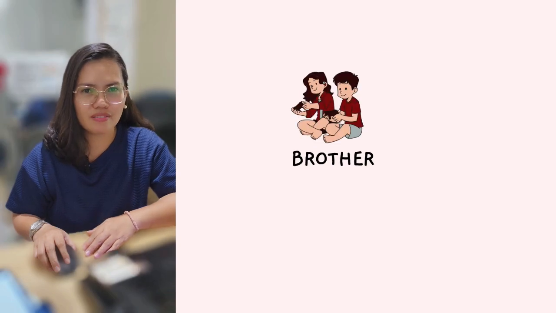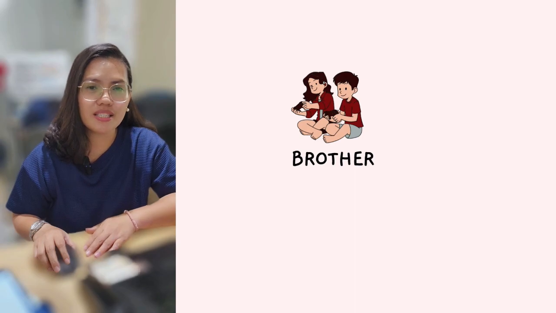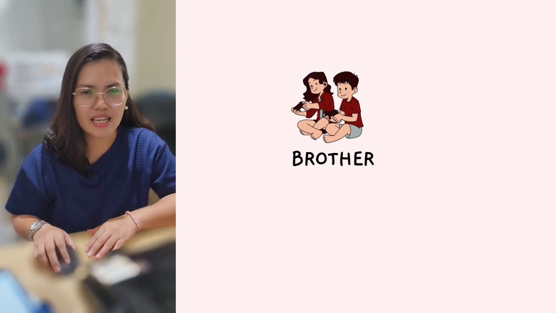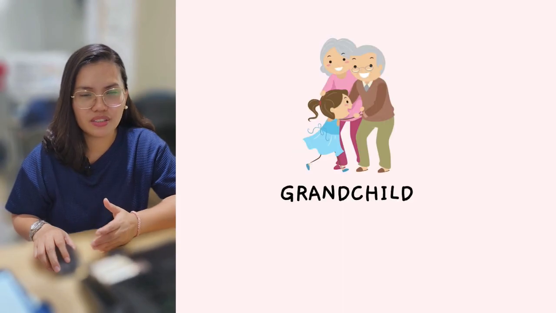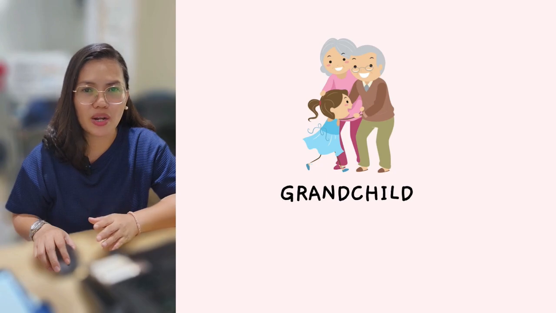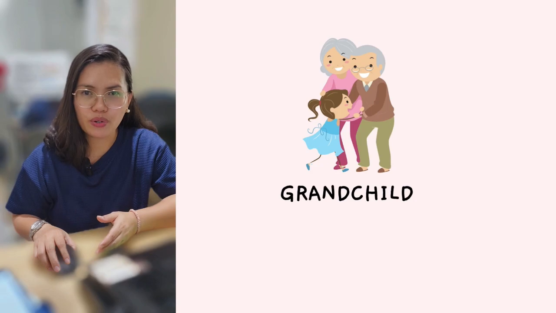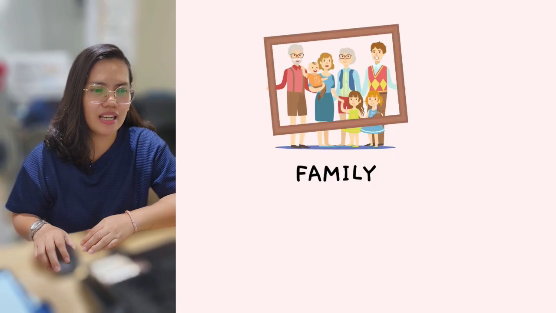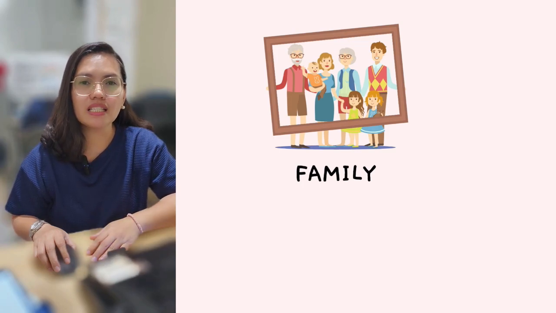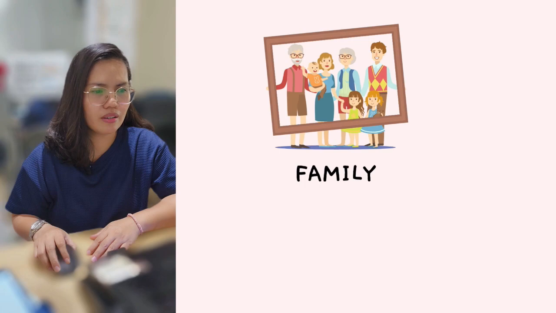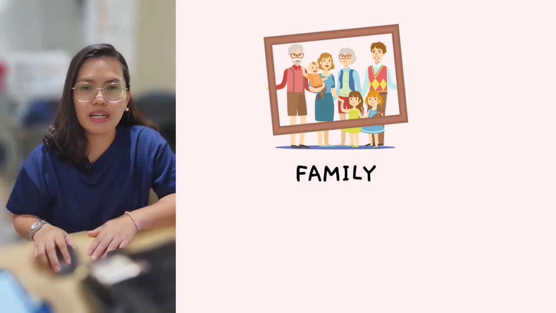Next, brother. Brother is igsuong lalaki. Next one, grandchild. What is grandchild in Cebuano? It's apo. Okay, next one, we have family. What is family in Cebuano? Family is pamilya.